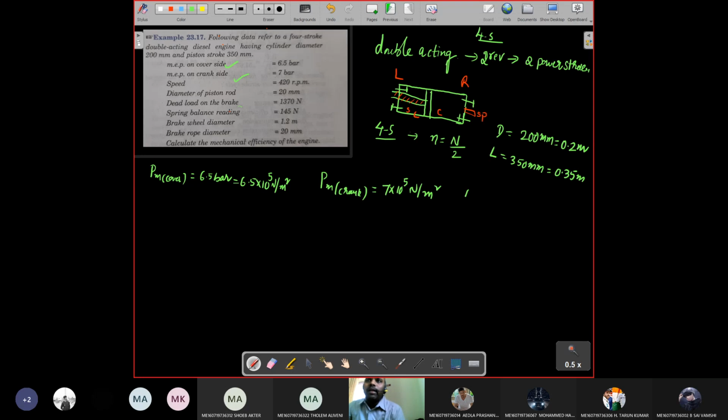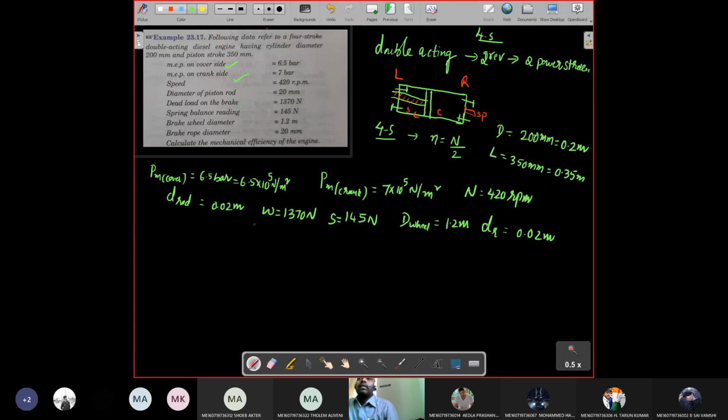Then the speed of the engine is given, capital N equals 420 rpm, and the diameter of the piston rod is 0.02 meter. The dead load on the brake W is 1370 Newton, the spring balance reading S is 145 Newton, the brake wheel diameter is 1.2 meter, and the rope diameter d rope is 0.02 meter. What is asked? Calculate the mechanical efficiency of the engine.